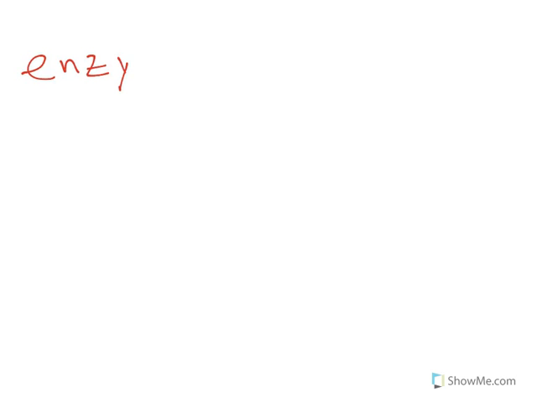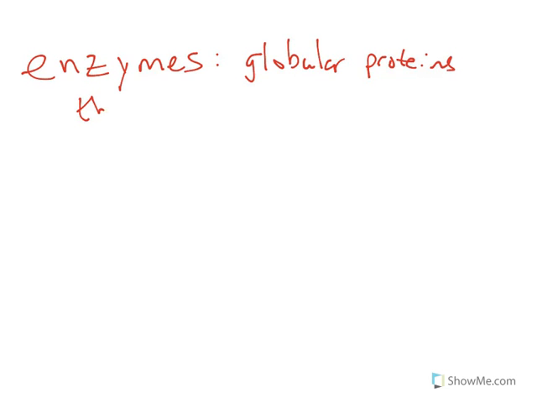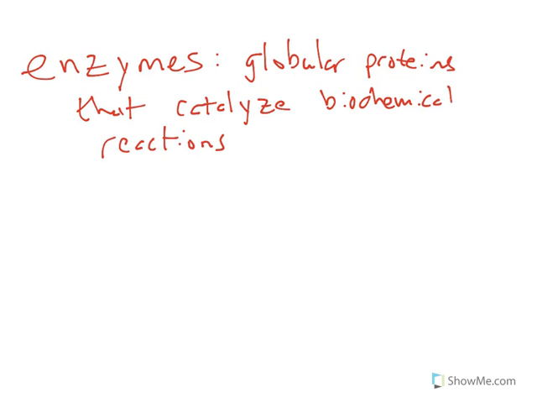So enzymes are biomacromolecules, or globular proteins, if you will, that catalyze biochemical reactions. All right. So one example of this is what's called the lock and key model.